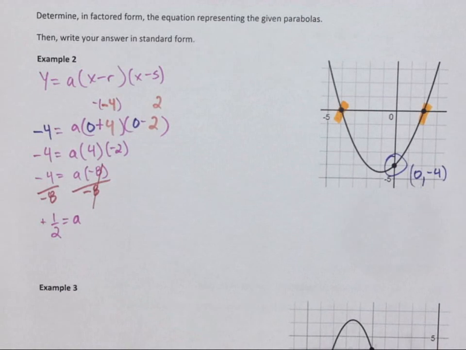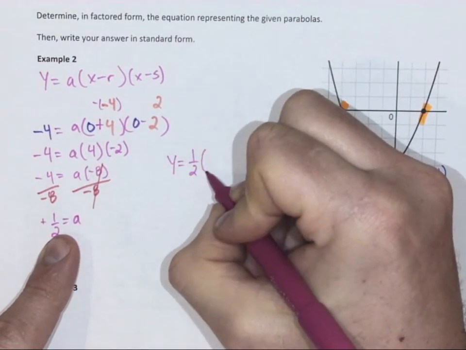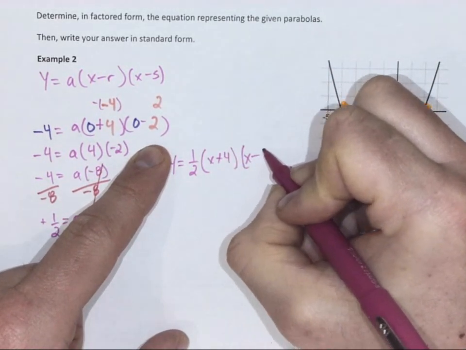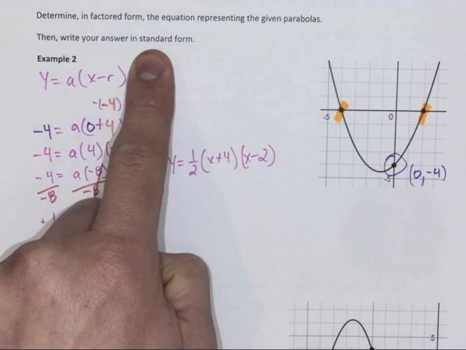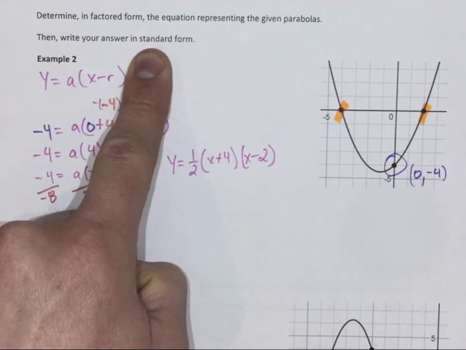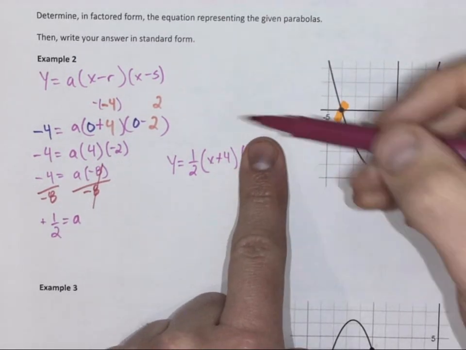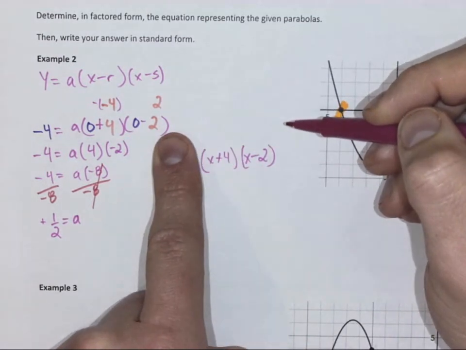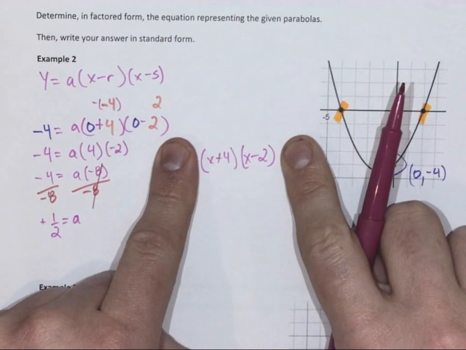Now that I have positive 1/2, I can write 1/2 times (x plus 4) as one bracket, and (x minus 2) as the next. And I have it in factored form. Ooh, it actually asks for it in standard form. Now that I have it in factored form, I need to expand and simplify. Remember, there's two ways I can do this. I can distribute half into the first bracket and then do binomial distribution, or I can do binomial distribution first. So I'm going to do that first.